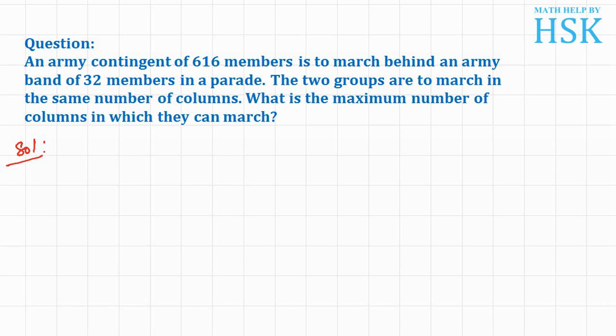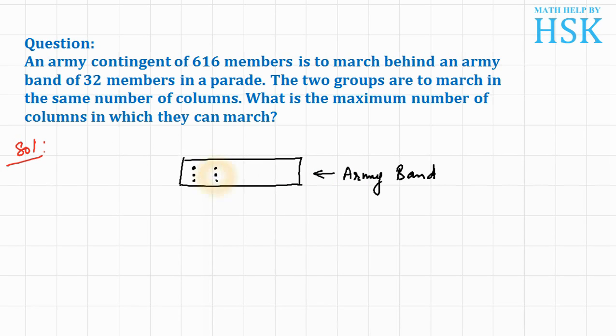Now to solve the question, what is given here is that we have an army band. So this is an army band. What this means is that the members of this army band are going to arrange themselves in columns, and they will be marching in this direction. So these are the columns: first column, second column, third column, and fourth column. Behind them there would be an army contingent.